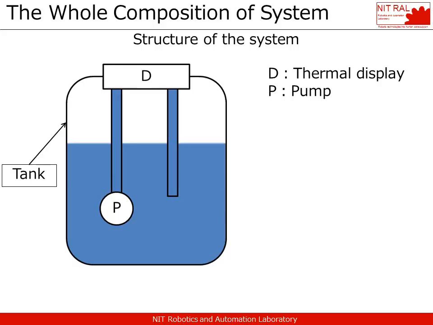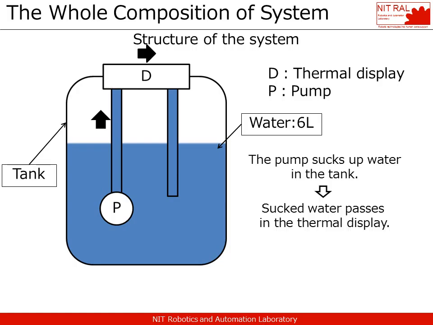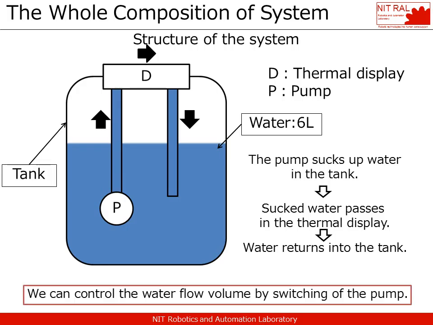We show the structure of the system. The quantity of water in the tank is 6 liters. At first, the water in the tank is sucked up with the pump. Next, the sucked water flows into the thermal display through a hose, and the thermal display is cooled. After that, the water which passed the thermal display flows into the tank again. We can control the water flow volume by switching of the pump.